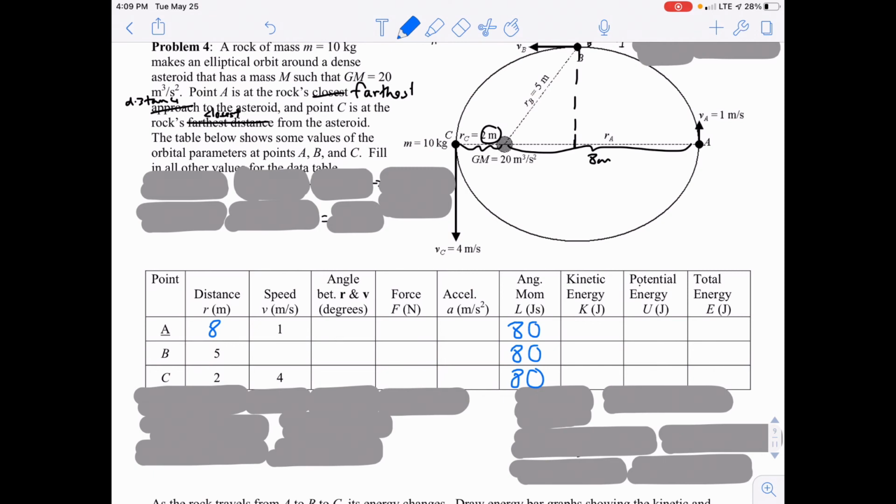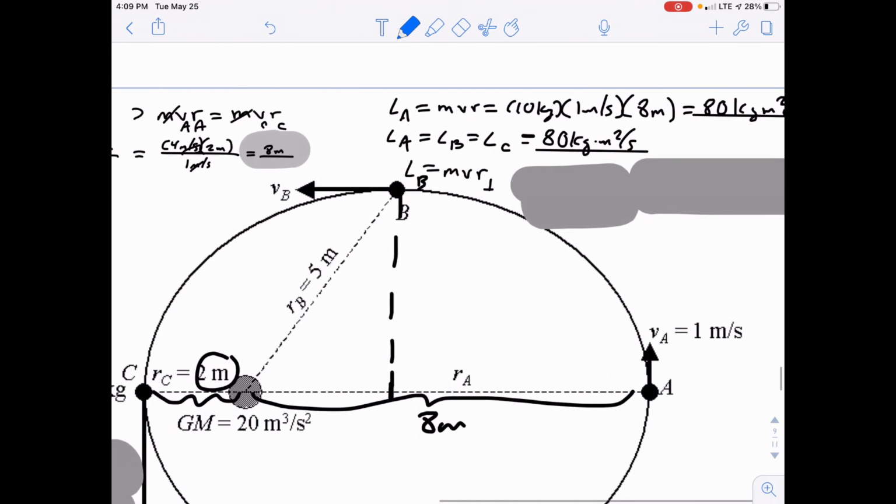Now I'm going to try and figure out what the speed is for the mass when it's at that point there. I know L is equal to mvr, but it's mvr perpendicular. See, this is the r from the asteroid, 5 meters. But we want this distance here. We want the perpendicular to that distance.